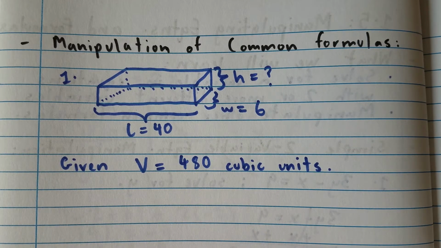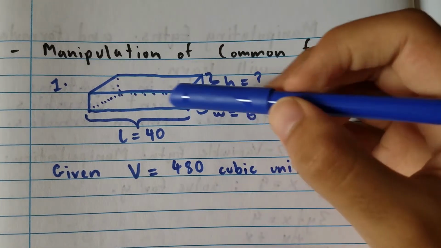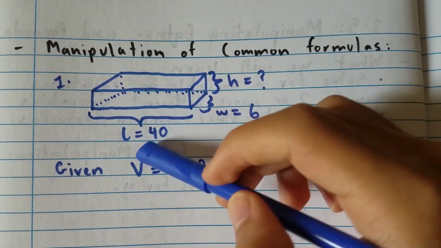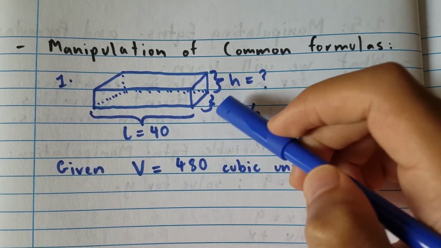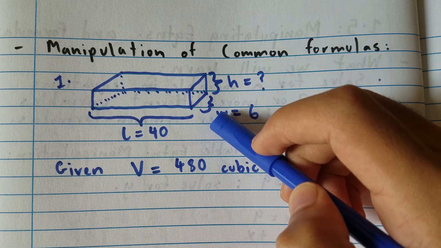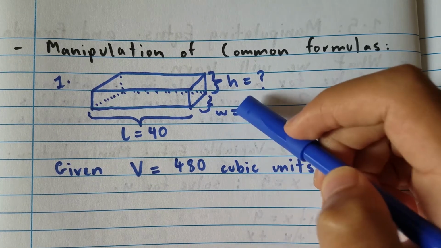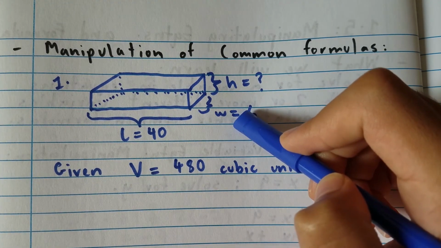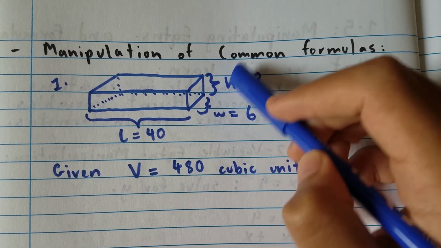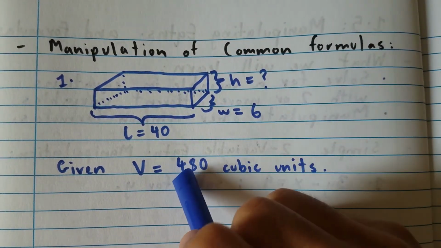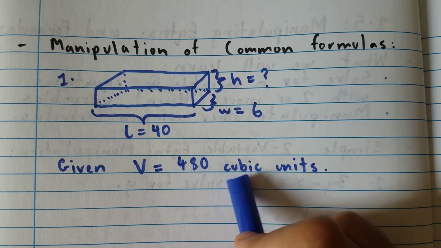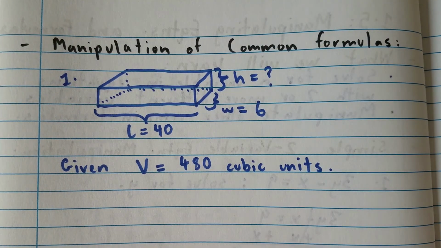So in this question, we're given a rectangular prism with some dimensions. We can see that this rectangular prism has a length of L, and we know L equals 40 units. And here on this side, we can see that the width of this rectangular prism is 6 units. But we don't know how long the units are for the height. So we have to find the height of this rectangular prism. But we're also given that the volume of this rectangular prism is 480 cubic units. So first, let's come up with a formula for the volume of a rectangular prism.